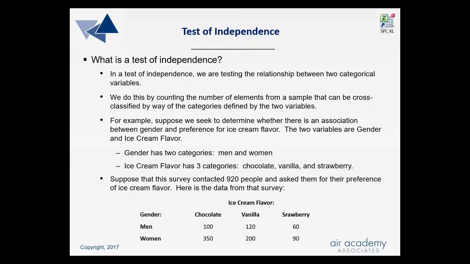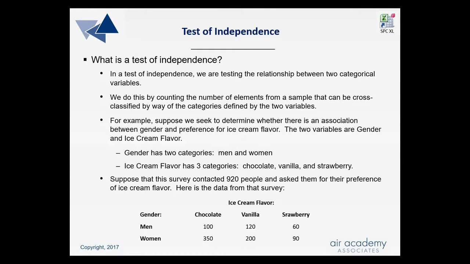We do this by counting the number of elements from a sample that can be cross-classified by way of the categories defined by two different variables. For example, suppose we seek to determine whether there is an association or a relationship between gender and preference for flavor of ice cream. The two variables are gender and ice cream flavor. Gender has two categories, men and women. Ice cream flavor has three categories, chocolate, vanilla, and strawberry. Suppose this survey contacted 920 people and asked them for their preference of ice cream flavor.